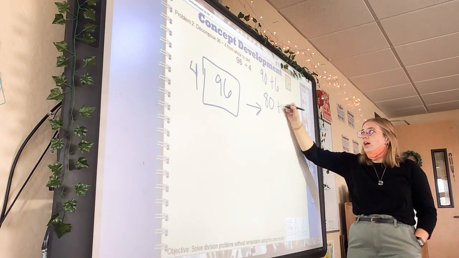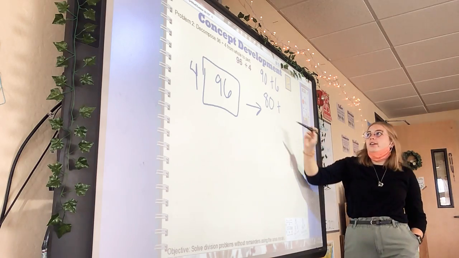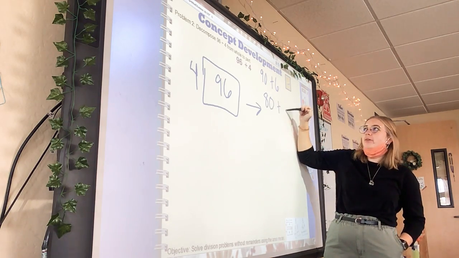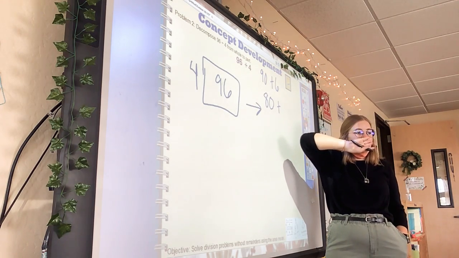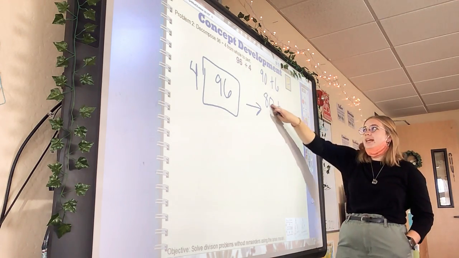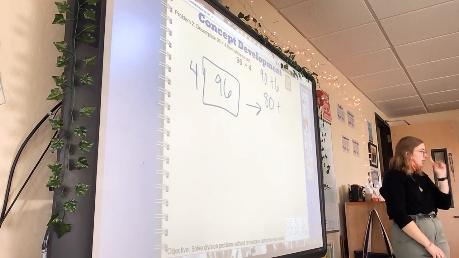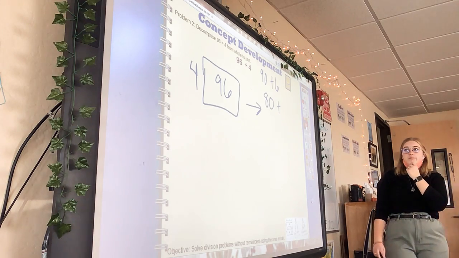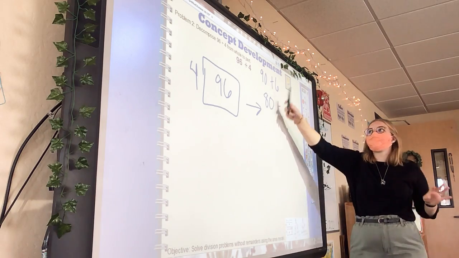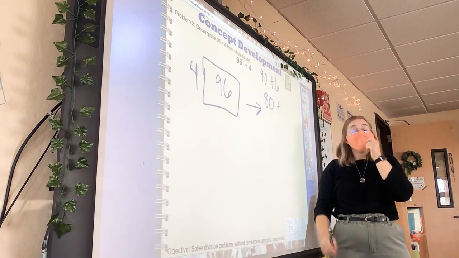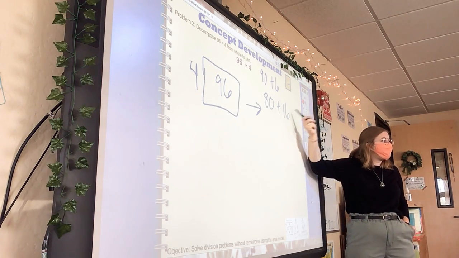Okay? And then think about it, don't say it. What would be left over? If I were to change this to 80, how much more would be left over to get to 96? Not 10. How much more would I have to add to 80 to get 96? Ready, go. 16. Good. So, is 80 plus 16 still 96?